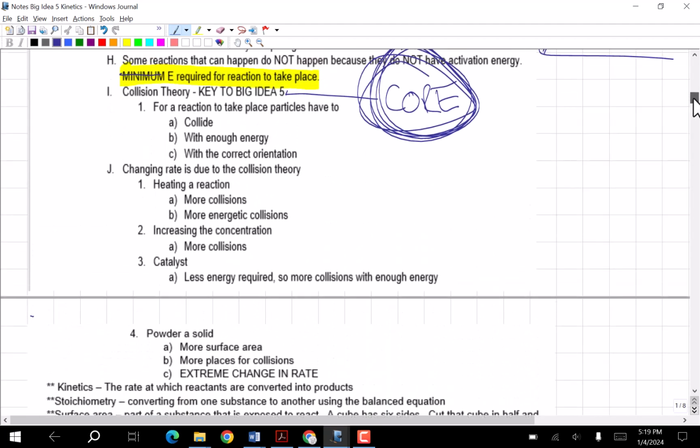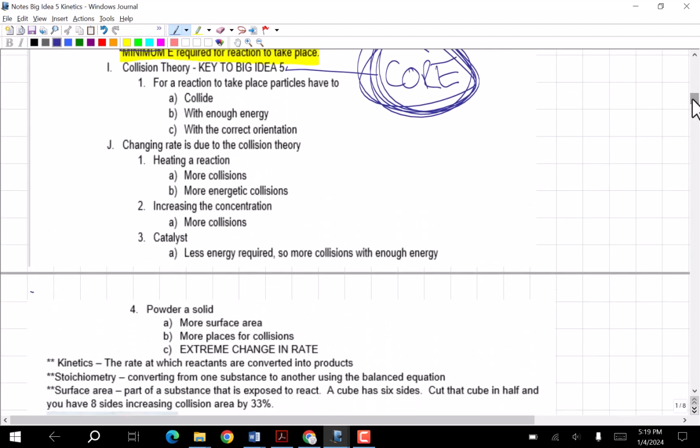For a reaction to take place, particles have to collide with enough energy, and collide with the correct orientation. Believe it or not, this is the one that is most often forgotten. People remember that the energy is important, they remember the orientation is important, but they forget about the actual colliding part. So be careful. Changing rate is due to collision theory.